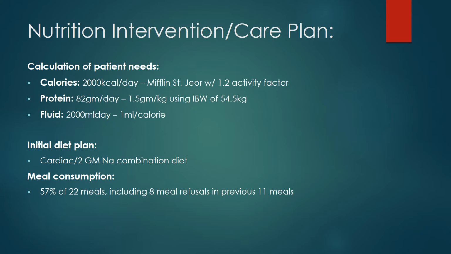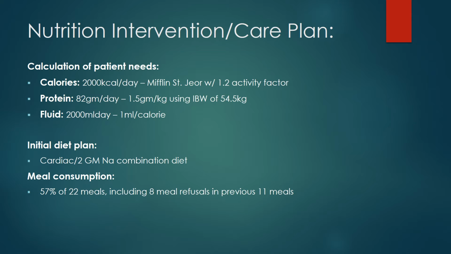In the intervention of this patient's care, I calculated her needs using the Mifflin St. Jeor with a 1.2 activity factor because the patient was nearly bedridden. She could get up to go to the bathroom using a walker or a wheelchair, but otherwise she was not ambulatory at all. Her needs were calculated at 2,000 calories per day.